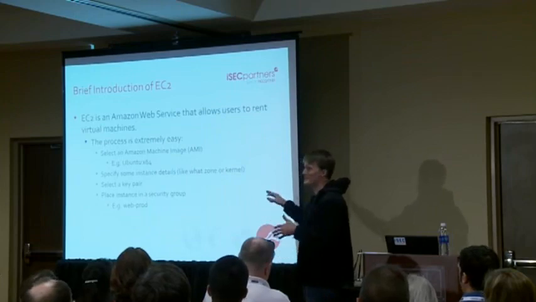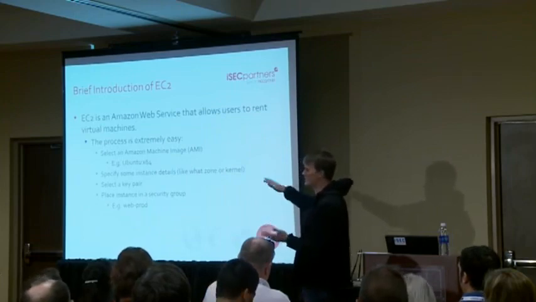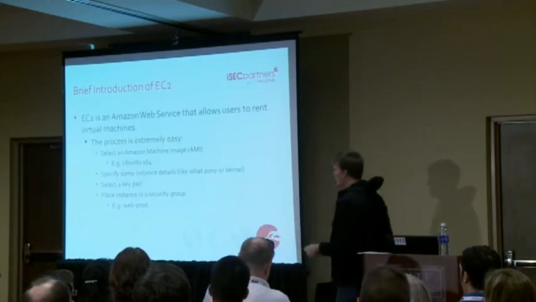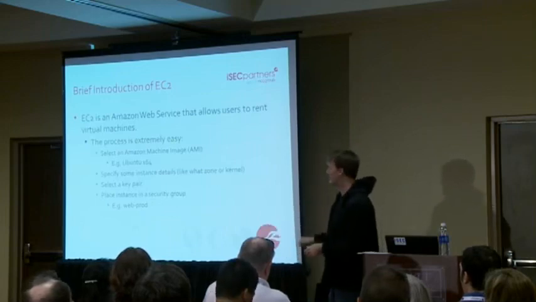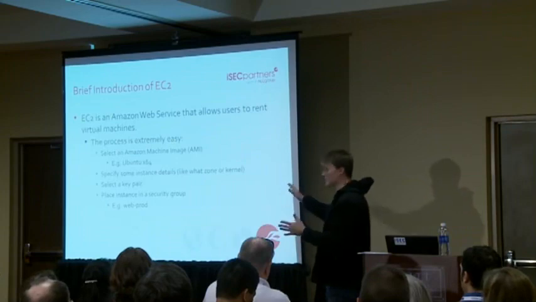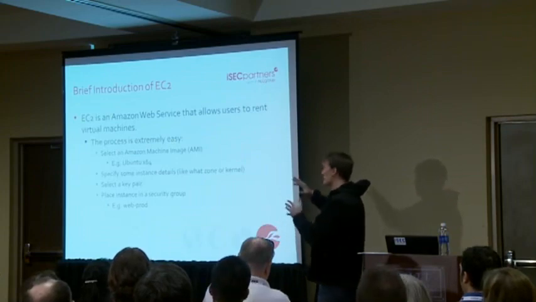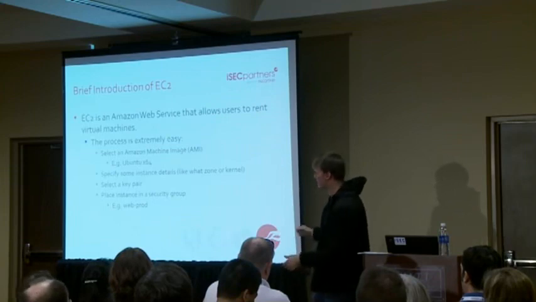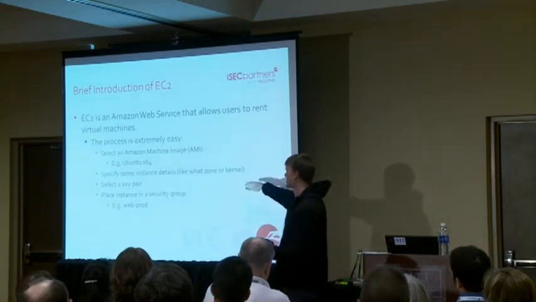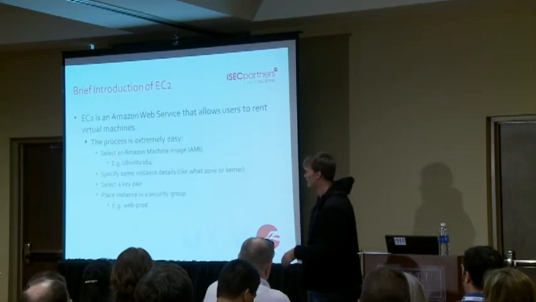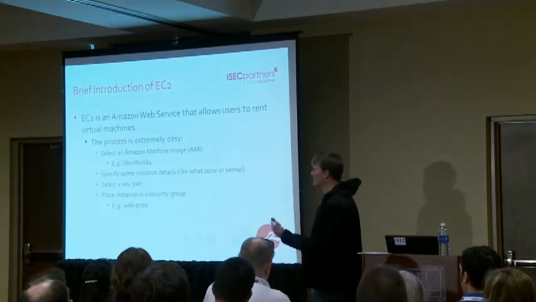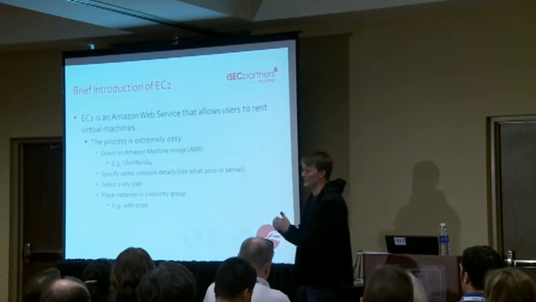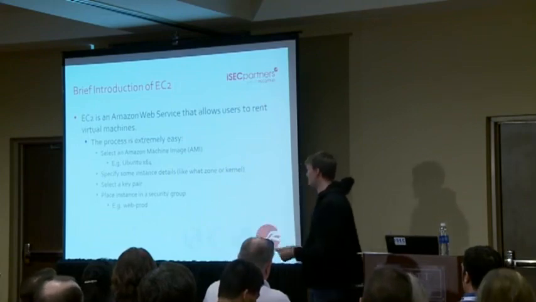Then you specify some instance details, like what zone do I want it to be in? Asia Pacific, East Coast, West Coast, Europe. And then you also specify which kernel. Obviously, when you specify which kernel you want to use, it needs to be a kernel that ideally has all the latest and greatest security patches. That said, I'm pretty sure Amazon does a pretty good job of taking care of that. And then you select your key pair, or you generate a new key pair. This allows you to remotely connect to your instance and configure it if you need to, or administer it.